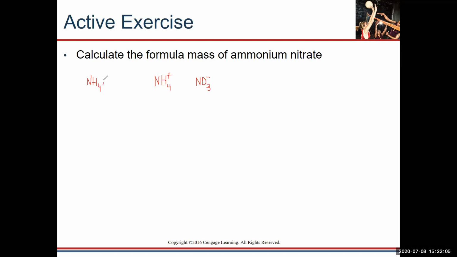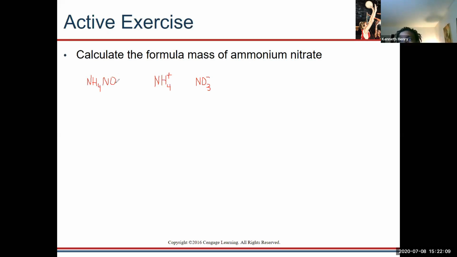We just lose a charge because it's neutralized. Okay, so this is the chemical formula for ammonium nitrate, right? So now I want to go ahead and calculate the formula mass. So how would I go about doing that?